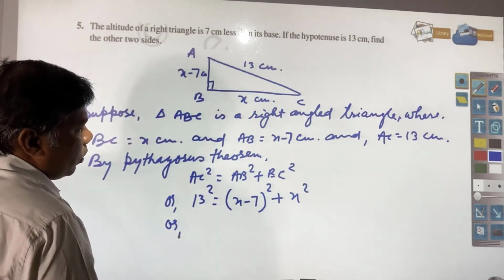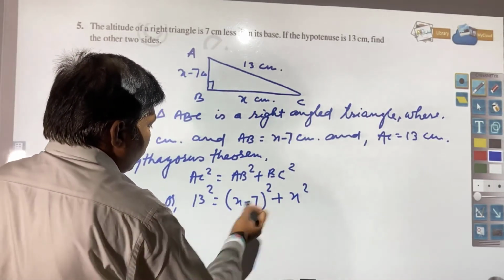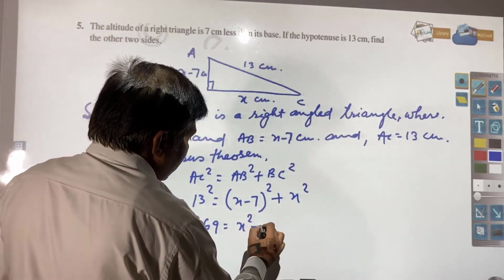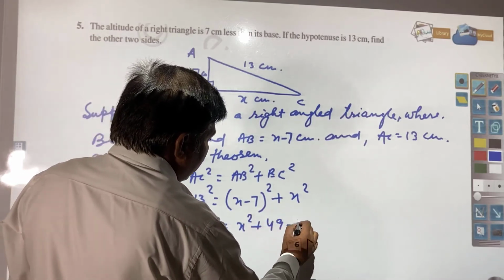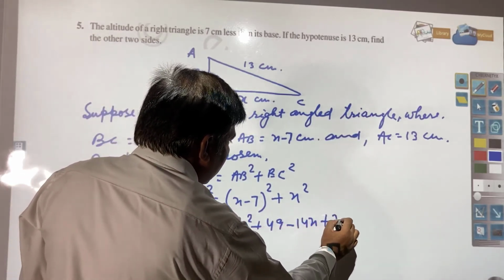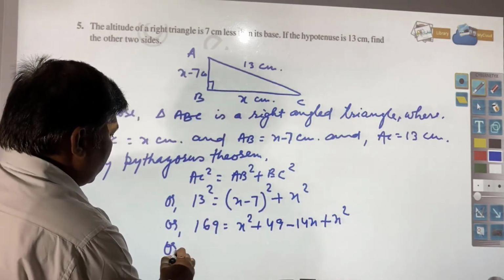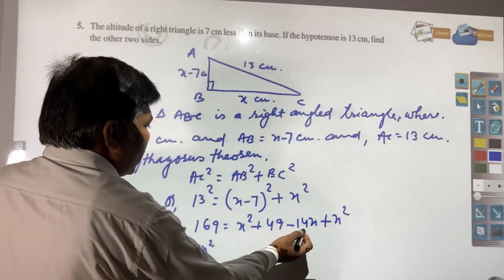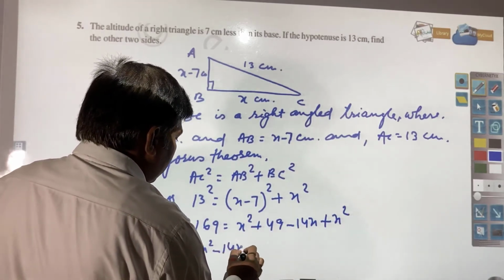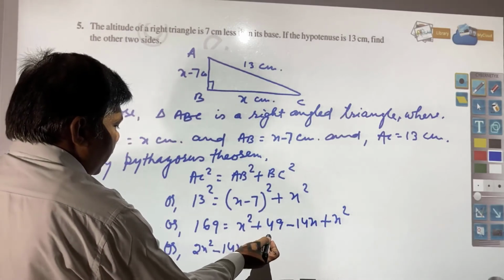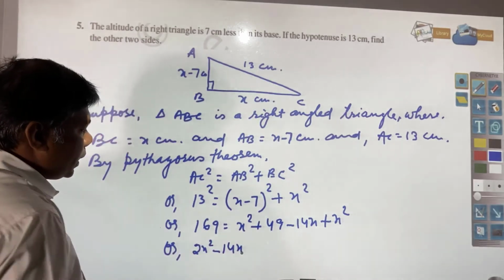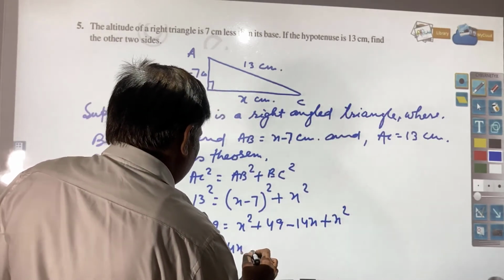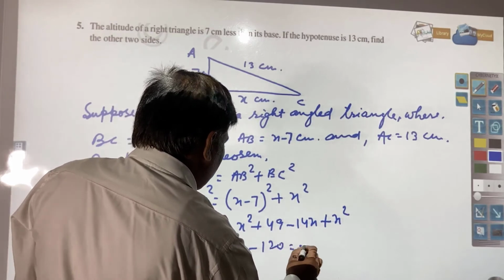You need to solve this out. So you will get a minus b whole square. This is 169 equals x square plus 49 minus 14x plus x square, or you will get x square and x square, this will be 2x square. This will be minus 14x, and if 49 is subtracted from 169, you will get minus 120 is equal to 0.